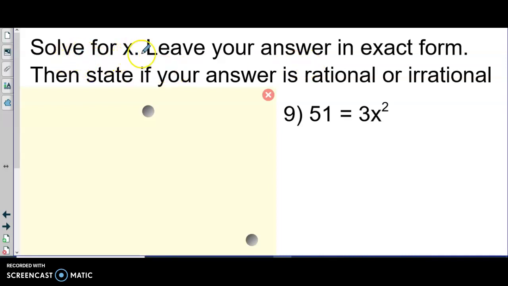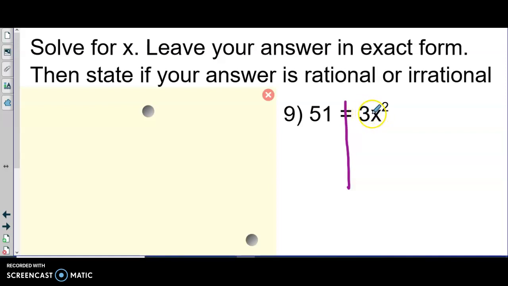So again, we're going to solve for x, leave your answer in exact form, then state if your answer is rational or irrational. So anytime we are solving for x, the ultimate goal is to get the x by itself. We are trying to isolate the variable. Right now, we're going to have to get rid of this 3 and this 2. So let's talk about what those are doing.